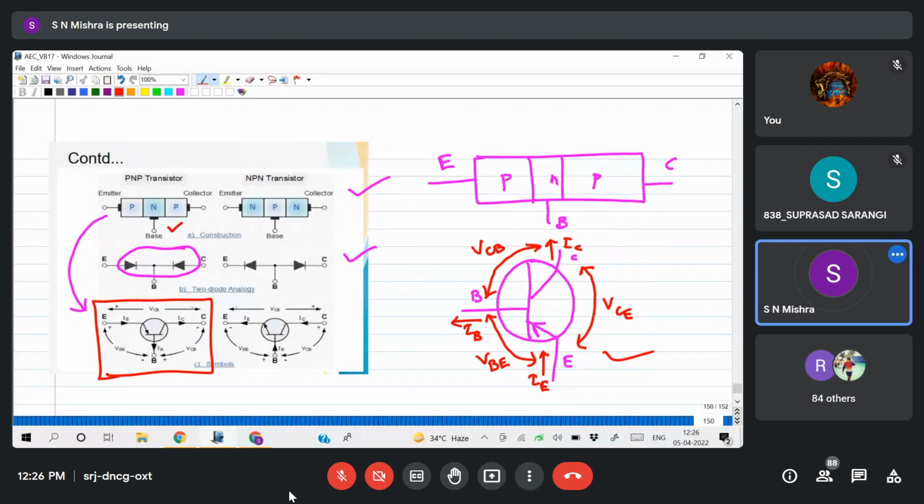This one: emitter, base, collector. The base is on the below side, that's why it is connected below here, and emitter and collector are on this side. This configuration we'll name a little bit later. First you understand the terminology, then we'll go for this. Why I have inclined the transistor vertically and horizontally, I'll explain. Any doubt from this part?